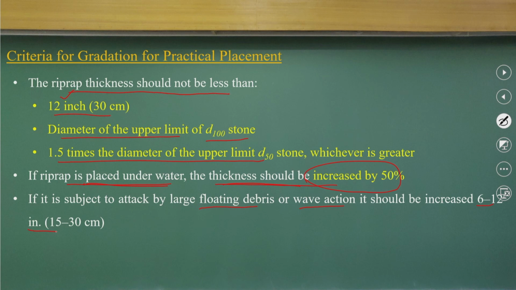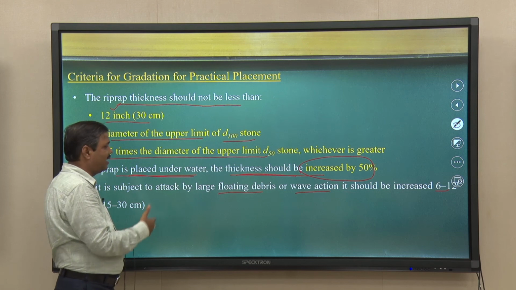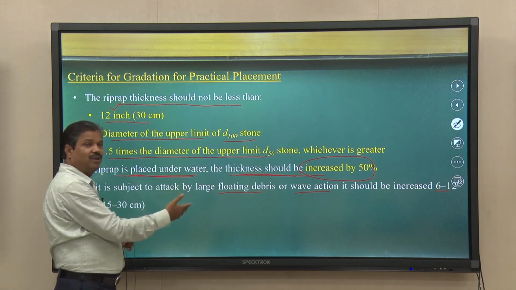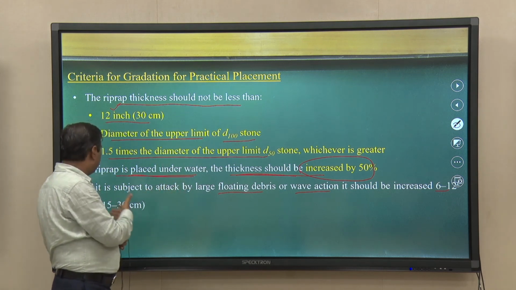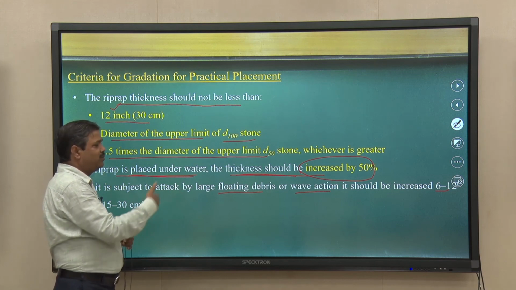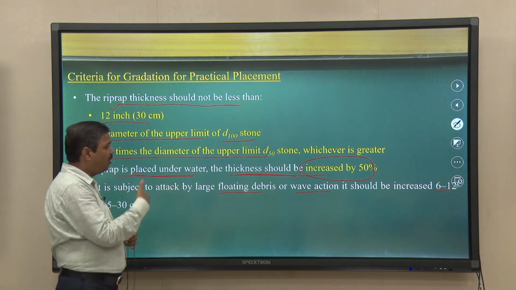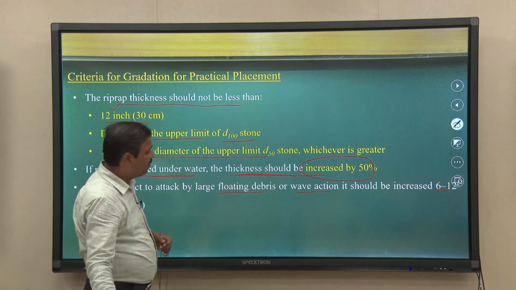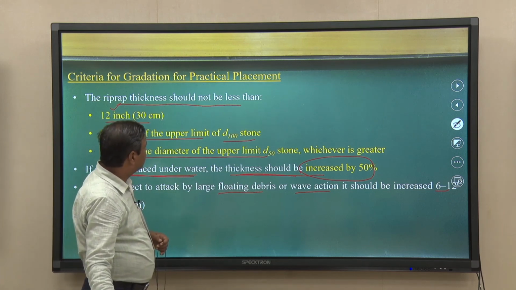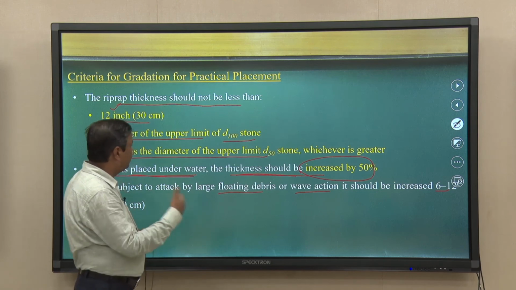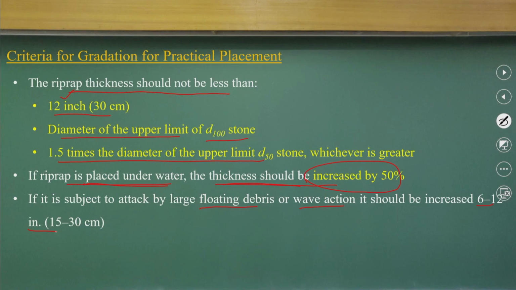So, these are all design guidelines considering debris and underwater stone riprap, where we can increase the thickness by 50%. The US Army Corps of Engineers, based on their field experience, has given these guidelines, which have already been applied on many rivers in the US, and they have been successful in terms of designing this part.